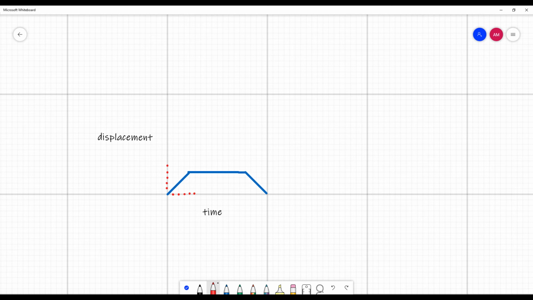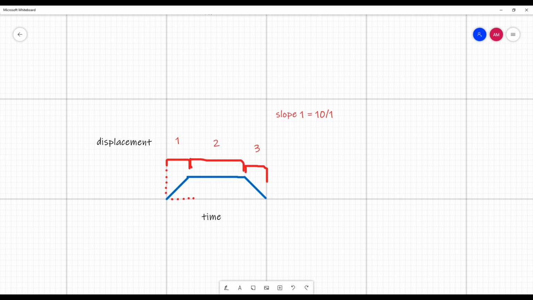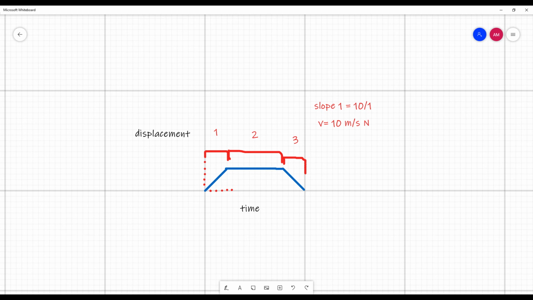We can see that this graph has 3 parts. It means that the moving object has 3 different velocities in the span of 18 seconds. Let us find all those 3 velocities. So first, we need to find the velocity of the first part. The first part happened within the span of 4 seconds, and the object moved for 40 meters. So if we divide 40 by 4, the answer would be 10. Meaning that for the first part, the object moved 10 meters per second going to the north.